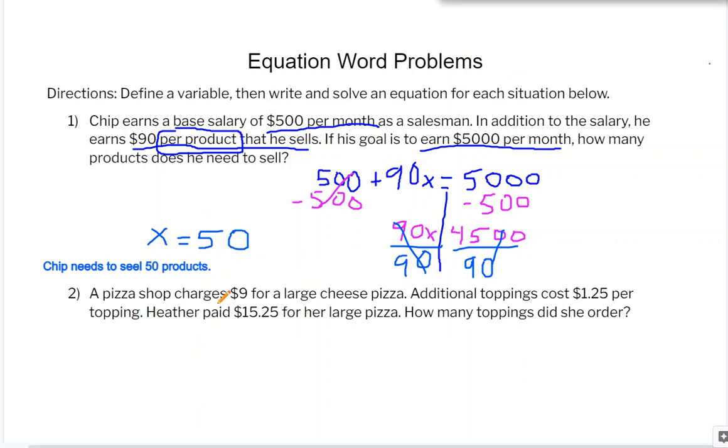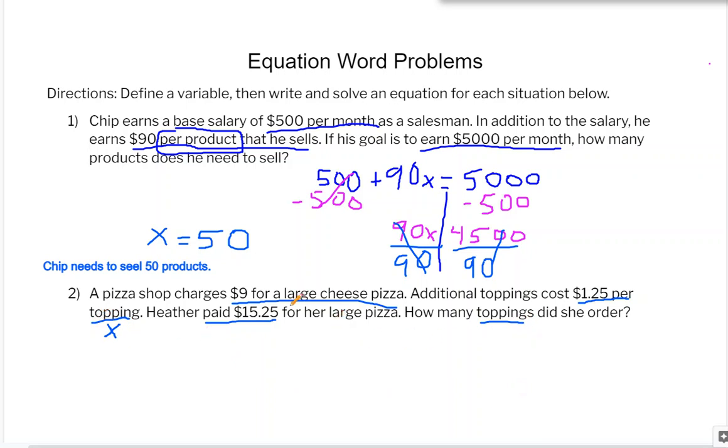A pizza shop charges $9 for a large cheese pizza. Toppings cost $1.25 per topping. It says Heather paid $15.25. How many toppings did she order? Okay, so what's going to go with my variable? What's my unknown here? Well, I know $9 for a large pizza, and I know she paid $15.25, right? So my variable is going to go with my toppings. I don't know how many toppings she ordered, and it says it right here: how many toppings did she order? So that's where my variable is going to go.